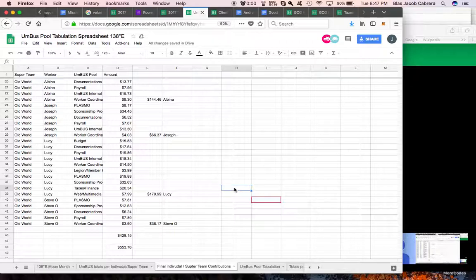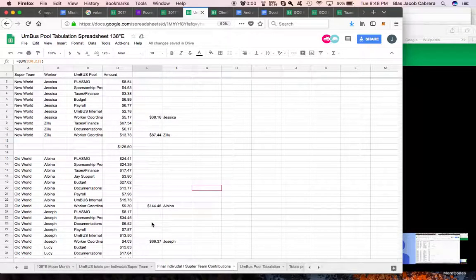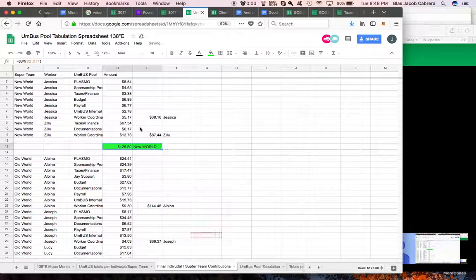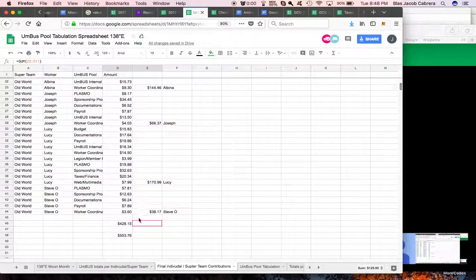Yeah. Okay, so then the last part of this whole process, so this is fully complete. This is totally done. This is all you need to do the tabulation. This is the super team, so this would be the new world super team. That is the final budget number for the actual super team, the money that's brought in. And this is old world right here. This is the actual number.